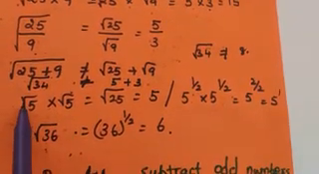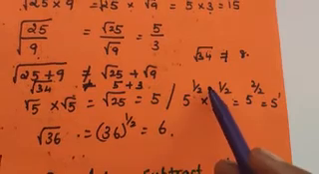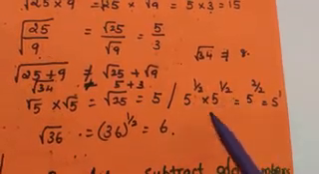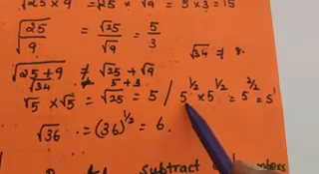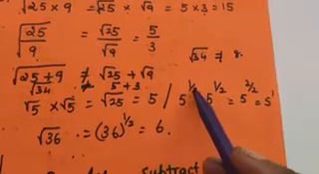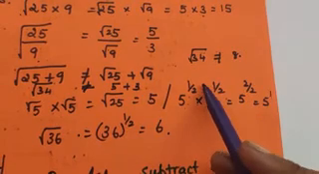Another way you can write it: root 5 can be 5 power 1 by 2 multiplied by 5 power 1 by 2. Here you can use the exponents. So 5 into 5, that is multiplication and the powers are the same, so we can just add the powers.